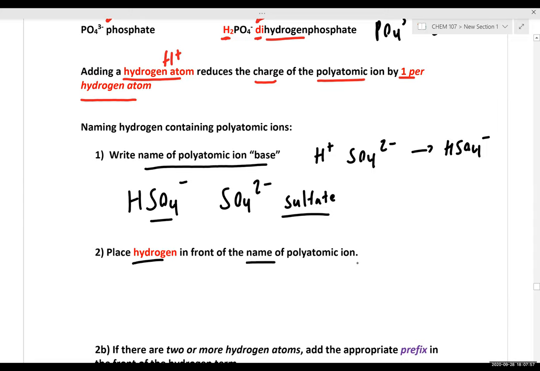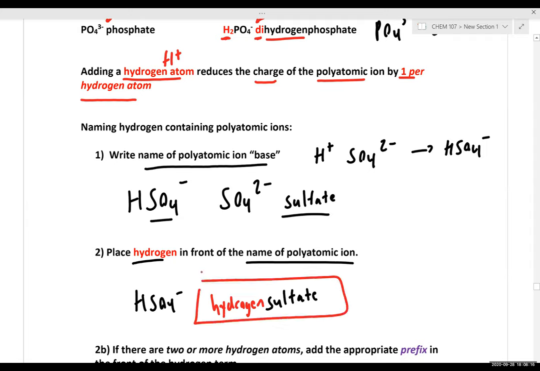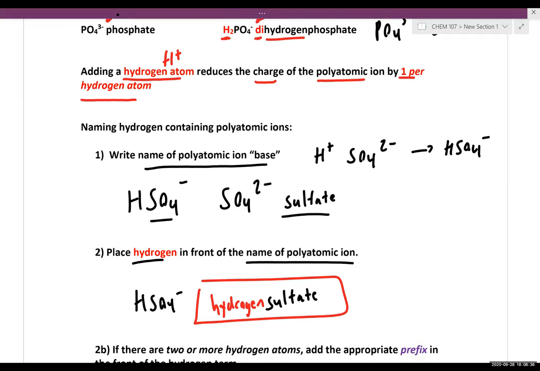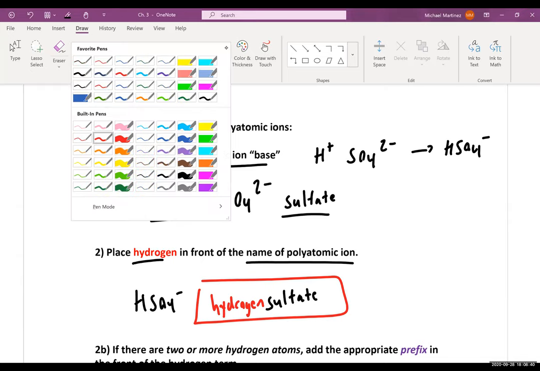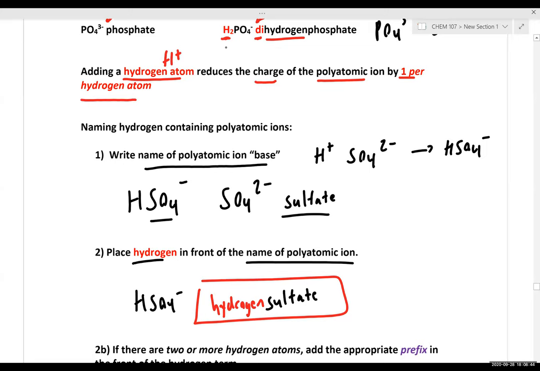Next, we place hydrogen in front of the name of the polyatomic ion. So in this case, if we're looking at HSO4 minus, we write the name hydrogen. So this would be hydrogen sulfate. Does that make sense? Yes, the rule for adding hydrogen applies to any polyatomic ion where your hydrogen-containing polyatomic ion has a net charge.